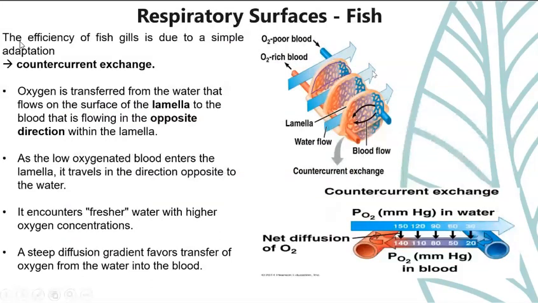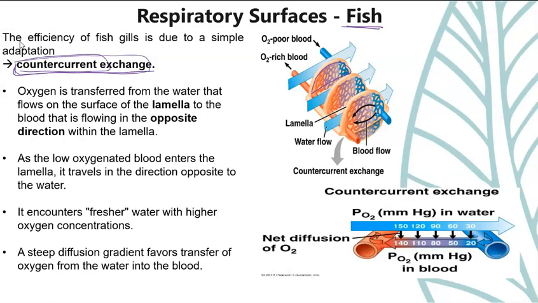Okay, respiratory surface for fish. The efficiency of fish gills is due to a simple adaptation called countercurrent exchange. We have seen the term countercurrent exchange in the chapter on homeostasis, to conserve heat within the body core. When we look at the term countercurrent, what does it involve? The flow of fluid in opposite directions. In homeostasis, what fluid was involved? Blood in the artery and blood in the vein.